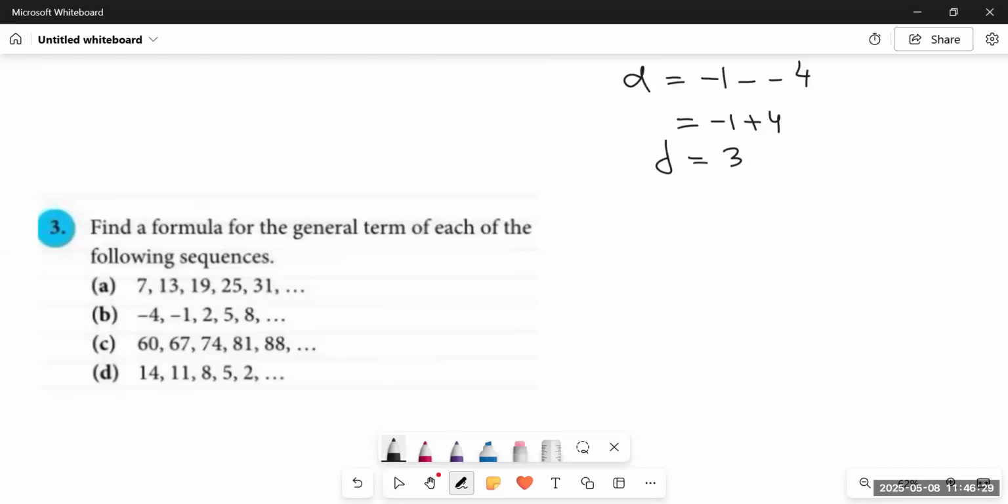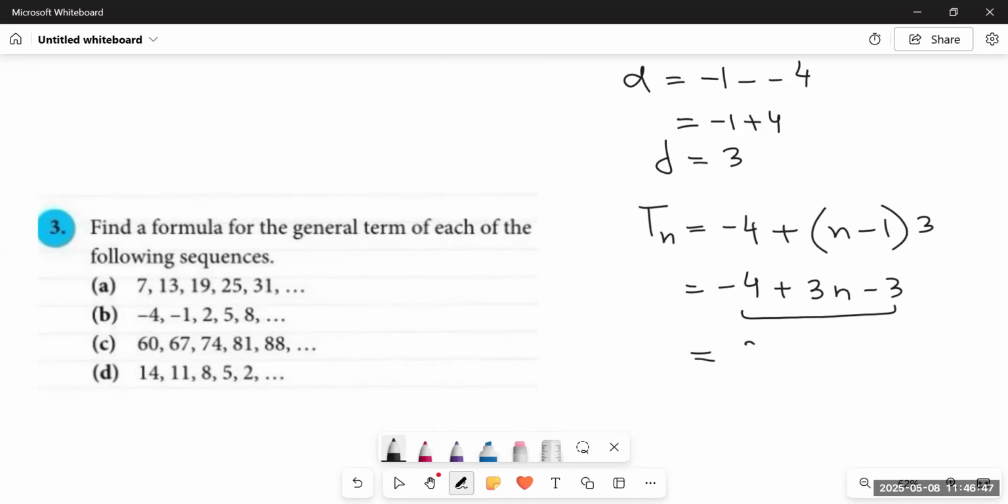So we will apply the formula: Tn is equal to T1 plus n minus 1 times d, where T1 is minus 4 and d is equal to 3. When we solve it, we get plus 3n minus 3. Now we will combine minus 4 minus 3, so the answer would be 3n minus 7. It means the formula for this term would be Tn is equal to 3n minus 7.